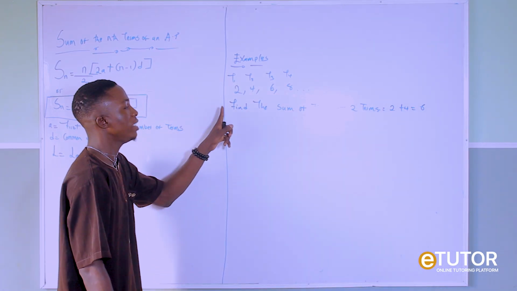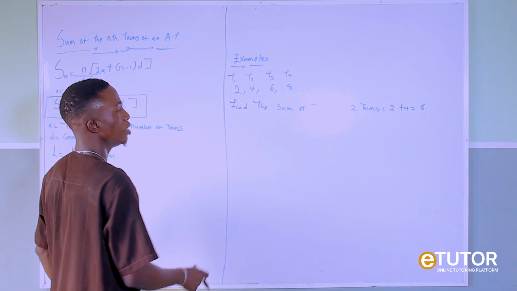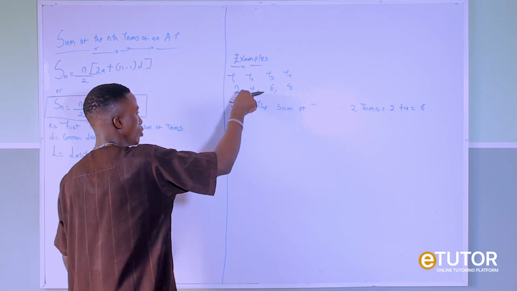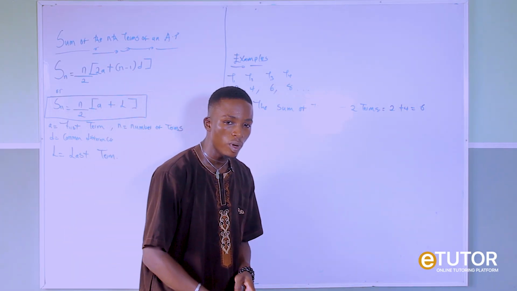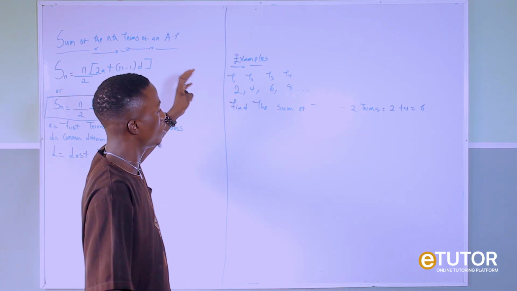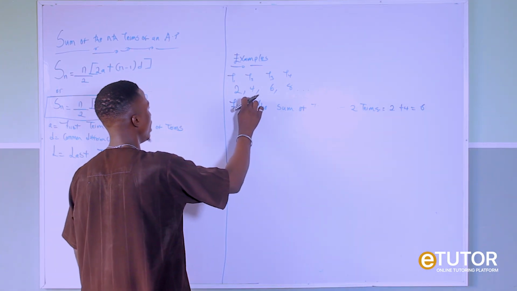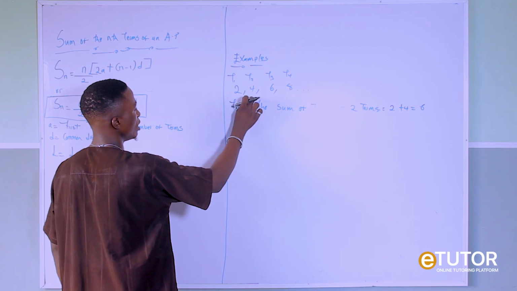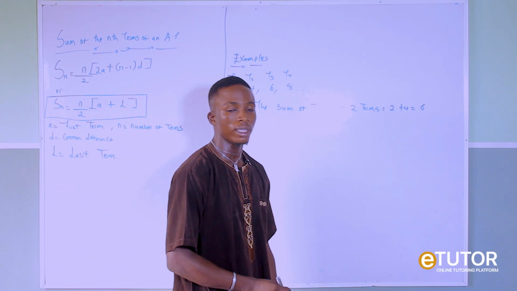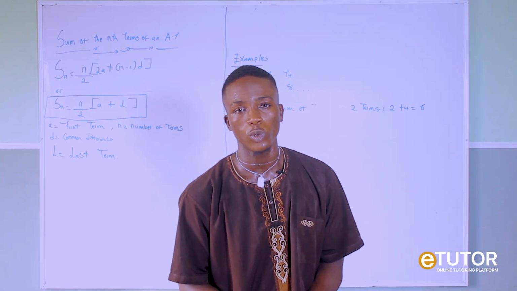Well, let's say you're now asked to find the sum of the first 3 terms. So that will be 2 plus 4 plus 6. 2 plus 4 gives 6. 6 plus 6 gives what? 12. That is the sum of the first 3 terms. So now, let's say you have to find the sum of the first 4 terms. 2 plus 4 gives 6. 6 plus 6 gives 12. 12 plus 8 gives 20. That is the sum of the first 4 terms.